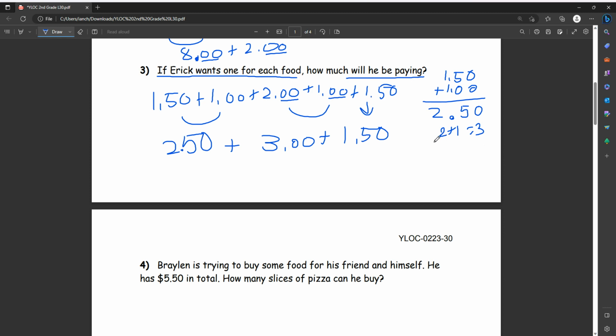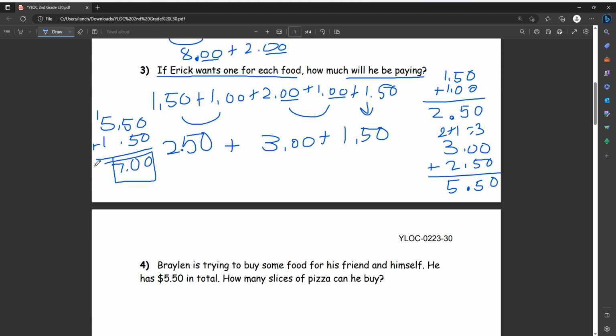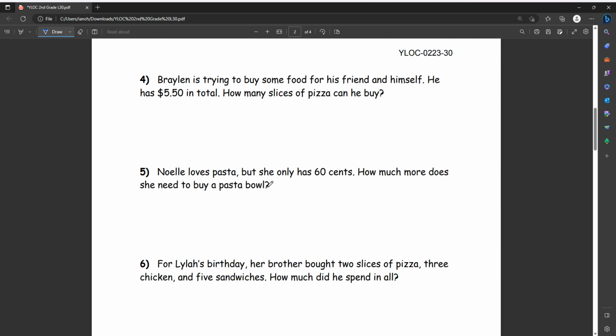So now we need to add these together. So 3.00 plus 2.50. So 0 plus 0 equals 0, 5 plus 0 equals 5. Put the decimal down, 3 plus 2 equals 5. And then we need to add our 1.50. So let's go on the left side here. So 5.50 plus 1.50. 0 plus 0 equals 0. 5 plus 5 equals 10. Drag the 1 up. 5 plus 1 equals 6. Plus the 1 equals 7. So we need $7. Or he needs $7 if he wants to buy everything.